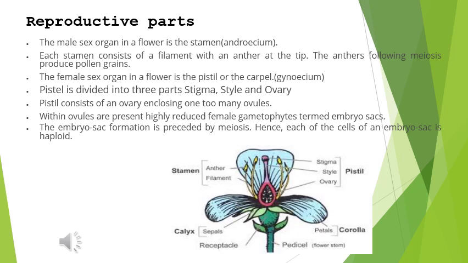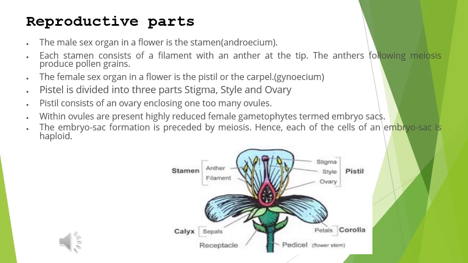The female reproductive part here is known as pistil. Pistil is divided into three parts, that is stigma, style, and ovary. Stigma provides a base for the pollen grains. Style provides a passage for the entry of the pollen tube towards the ovary. Ovary contains two or more than two ovules. Within the ovules, there is the female gametophyte known as embryo sac. Embryo sac formation is preceded by meiosis, and each embryo sac is haploid in nature.